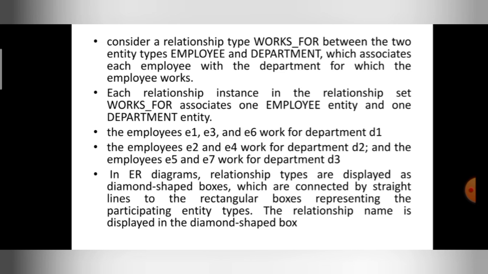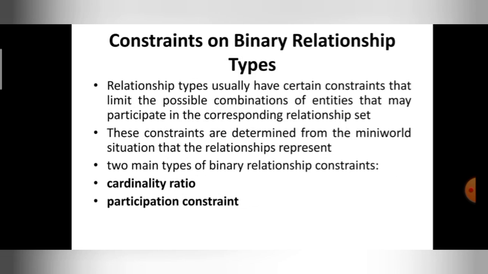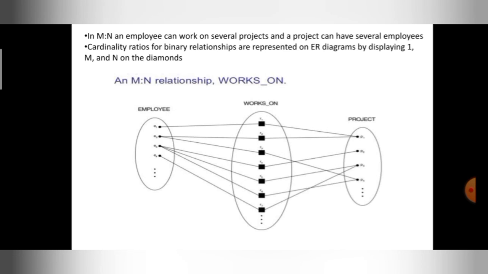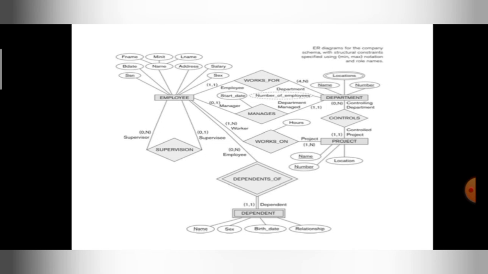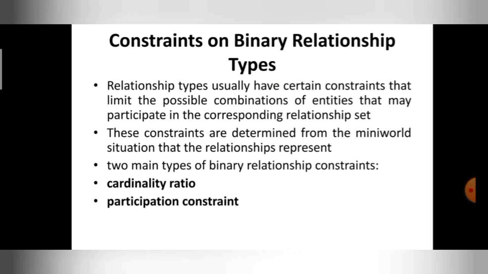In ER diagrams, relationship types are depicted as diamond shaped boxes, that is rhombuses. You know that, right? So the relationship can be represented in ER diagrams as rhombuses. Here you can see the relationship between the employee and the department, works for, is represented as a rhombus. Hope you are understanding, guys.